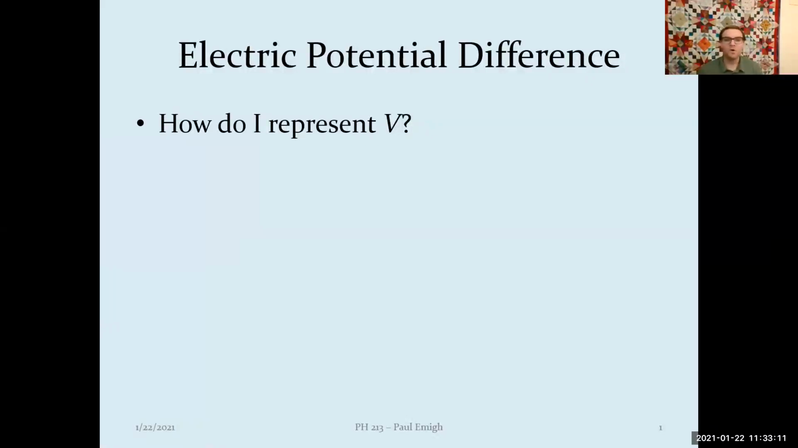Welcome, everybody. So for the last week or so, we've been talking about the electric potential and the electric potential difference, or voltage, which is why we use the capital V for it. And we haven't talked too much about representing V. One thing that is especially tricky about representing V is that it's a function of space. It depends on where you are: left, right, up, down, forward, back.